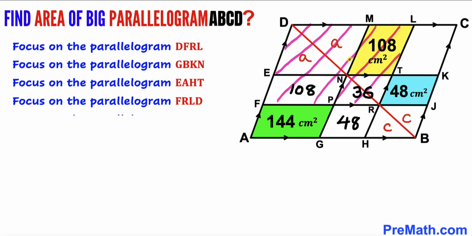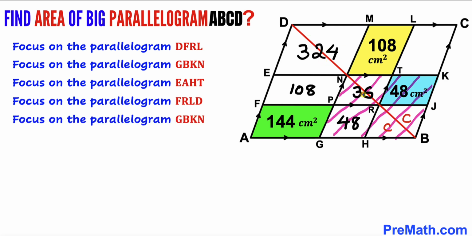And now let's focus on this another parallelogram FRLD. And now let's focus on these two parallelograms. And we can see we can get this area by just multiplying this 36 by 3. So that means we are multiplying by 3. So likewise, I'm going to multiply this 108 by 3 to get this area. So 108 times 3 is going to give us 324. So therefore, the area of this parallelogram turns out to be 324 centimeters square.